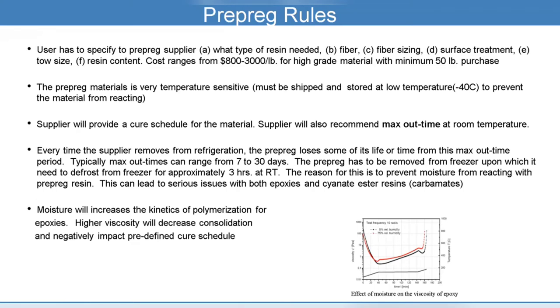And the cost for this kind of prepreg can range anywhere between $800 to $3,000 per pound. So it's expensive. And sometimes you will have a minimum purchase of 50 pounds. So now you're really looking at high cost for the application. The prepreg materials are very temperature sensitive and must be shipped and stored at low temperatures.